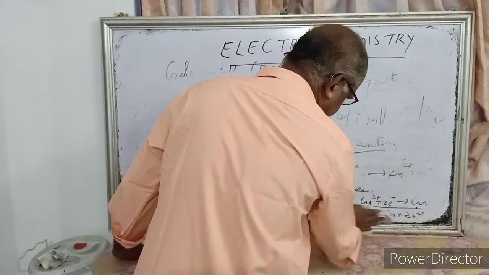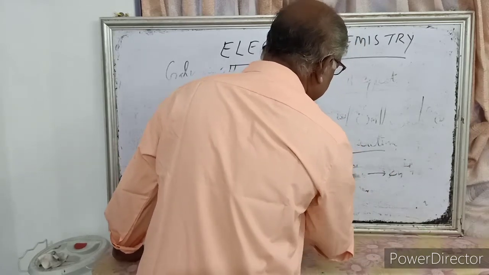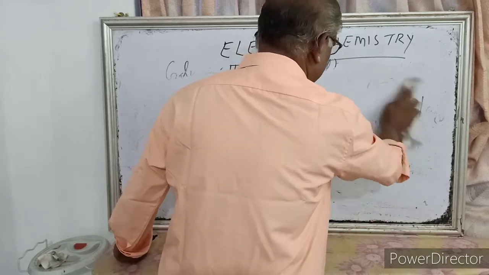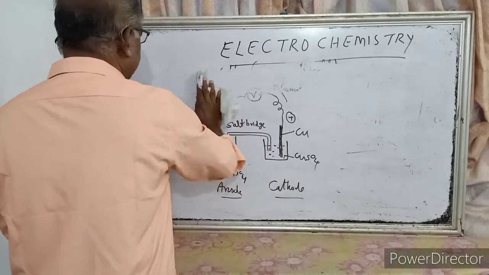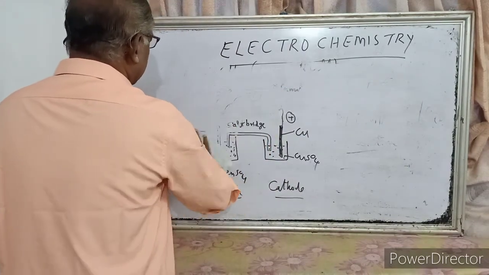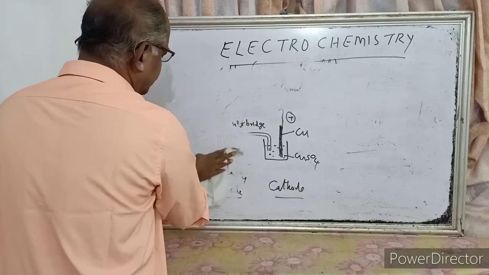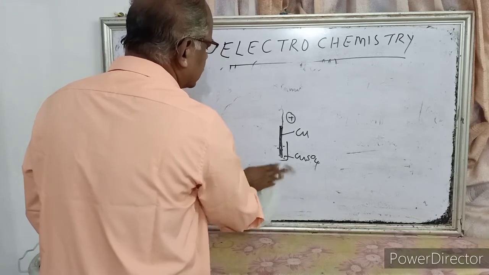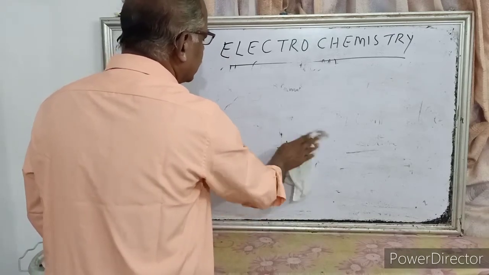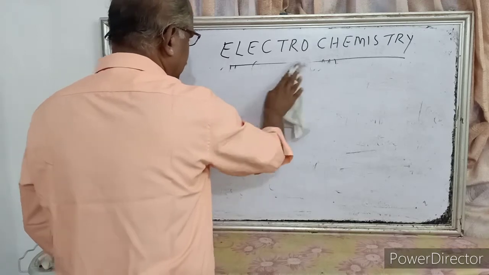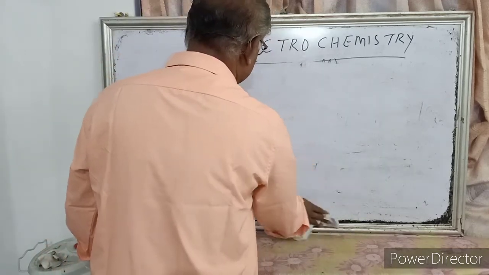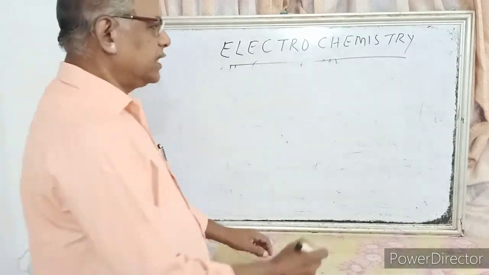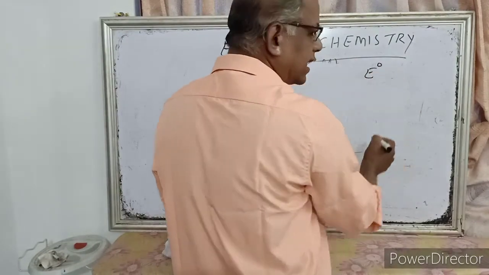Next we are going to study what is the standard hydrogen electrode, or a reference electrode. The standard hydrogen electrode is called a reference electrode because its standard electrode potential is 0. So what is a standard electrode potential? According to IUPAC convention, the standard electrode potential is the reduction potential.